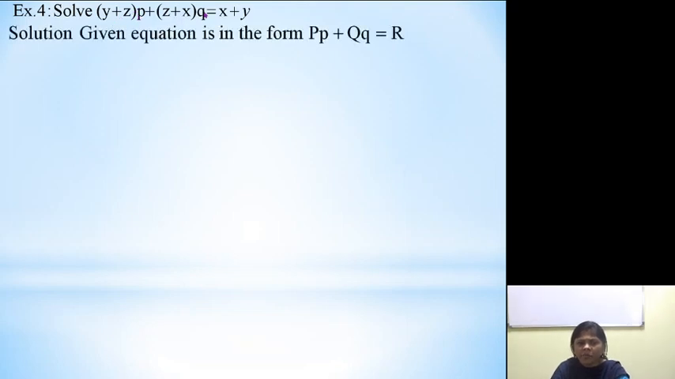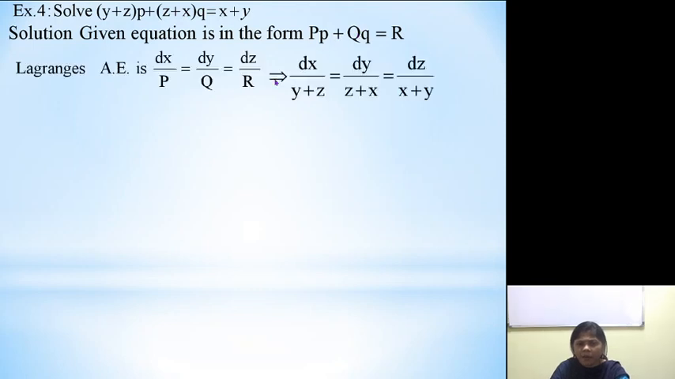Now let us have the next question, that is, solve y plus z times p plus z plus x times q equal to x plus y. It is already in the standard form. Accordingly we will write down the auxiliary equation.